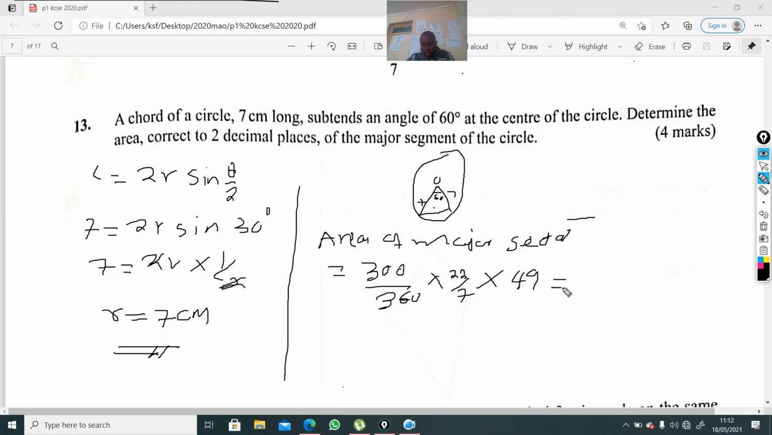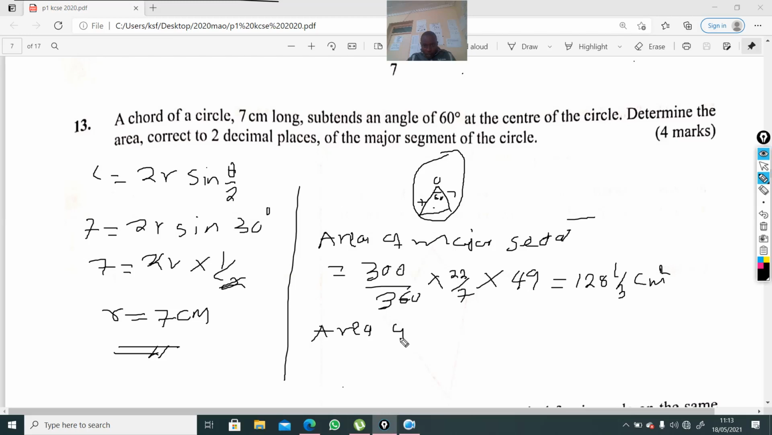You calculate this, you get the area of the major sector to be 128 and a third centimeters squared, or 128.3333. And then from there you find the area of the triangle, so that you add the two.